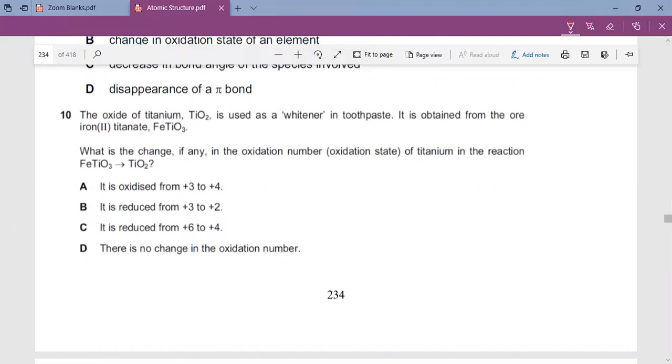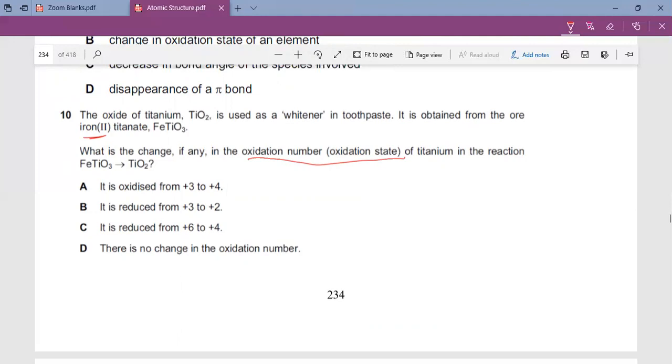Now, they put iron 2 here for a reason. It means iron got oxidised from 2 to 3, isn't it? So, titanium, this one here. Okay, what is the change, if any, in the oxidation state? They're very kind to tell you these are the two expressions they use for oxidation number, the oxidation state of titanium going from that to that.